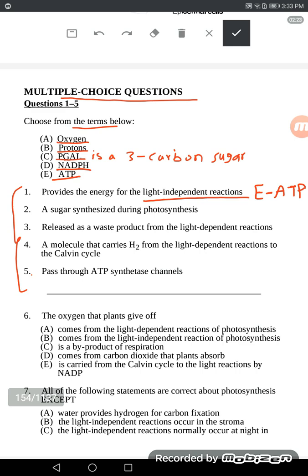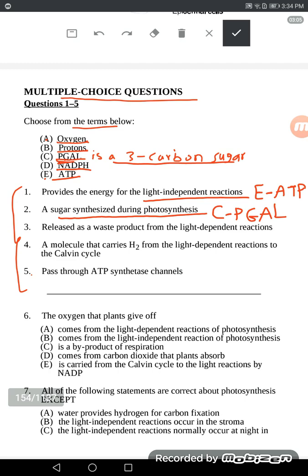And let us come to the second question. A sugar synthesized during photosynthesis process. So from A to E, we have oxygen, proton, PGAL, NADPH, ATP, and the only one, PGAL, phosphoglyceraldehyde, is a 3 carbon sugar that's synthesized during the photosynthesis process. So the answer for the question is C, or we can say PGAL.